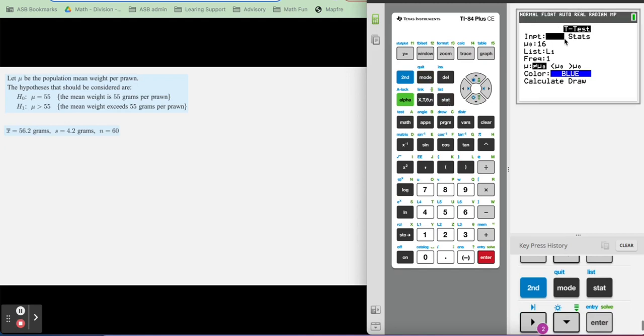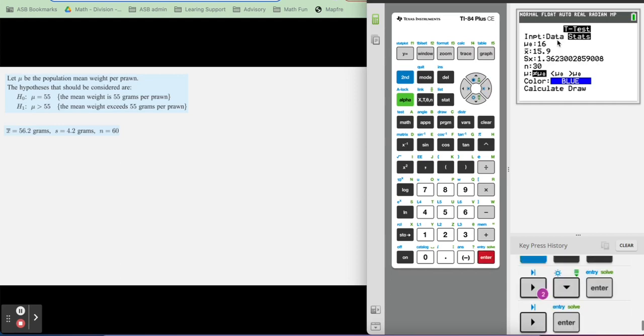We are not given data. We're not given the size of all the 60 prawns. Whew, thank you. We're given statistics about it. So I'm going to click on statistics. What am I given about my prawns? Well, I'm given the comparison mean. Our comparison mean is 55.